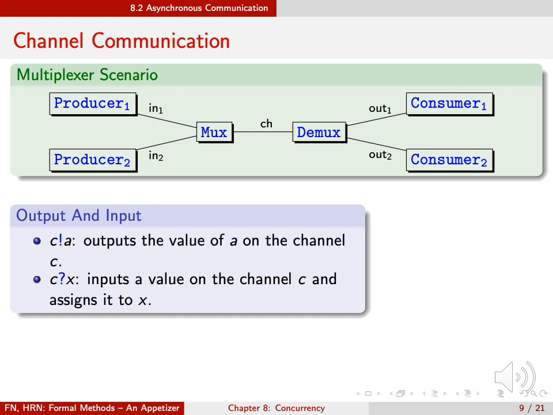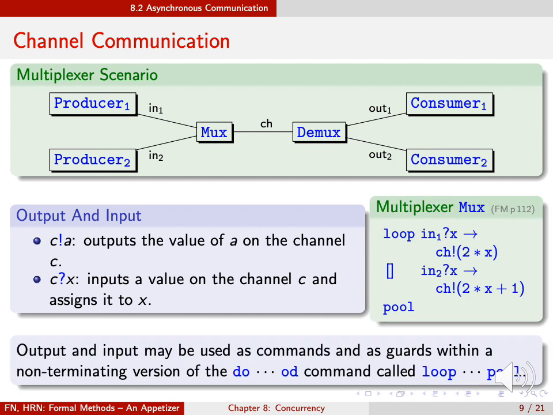In this version of guarded commands, we need an output operation expressed with an exclamation mark for sending the value of an arithmetic expression A on a channel C. And we need an input operation expressed with a question mark for inputting a value on the channel C and assigning it to the variable X. Clearly, input and output may be used as ordinary commands. However, we shall also allow them to be used in guards, in conditional, and in a restricted version of the iteration construct called loop.